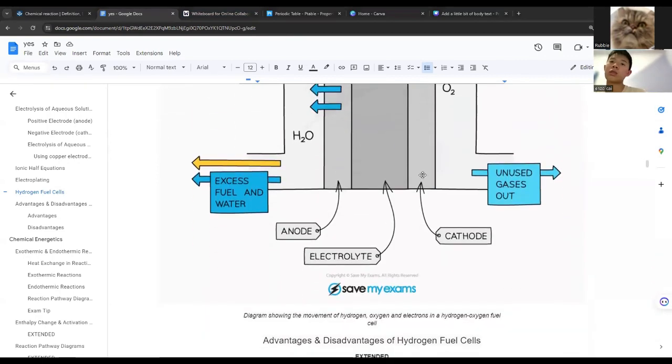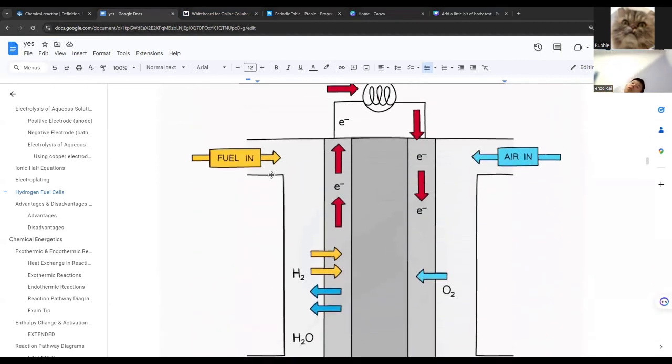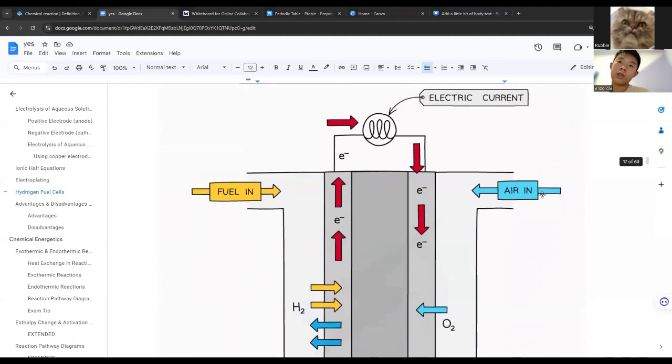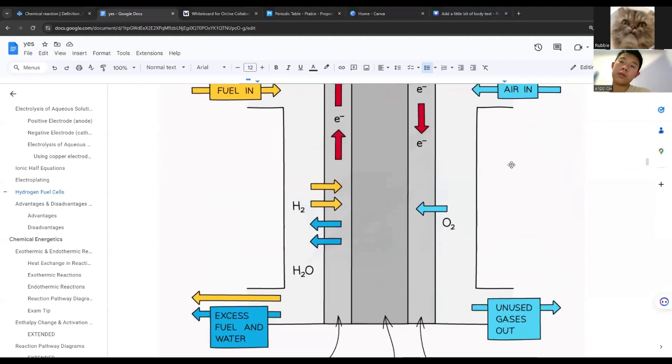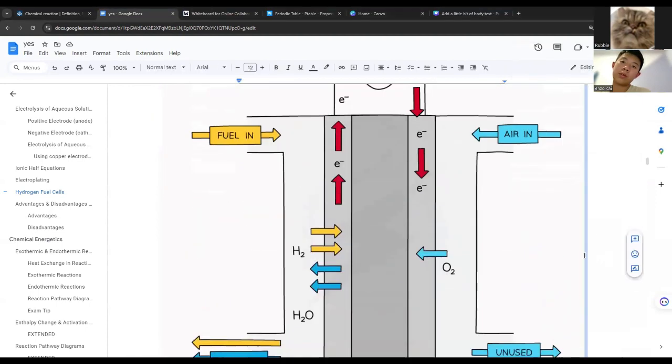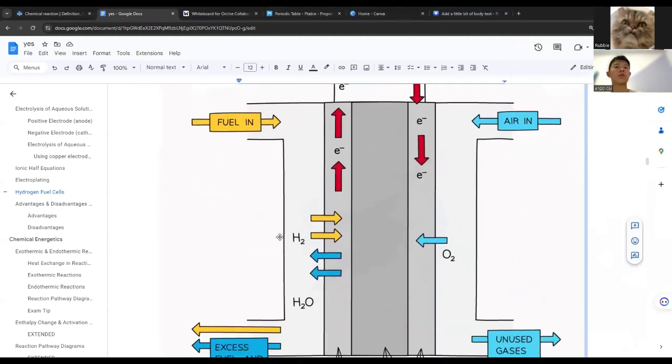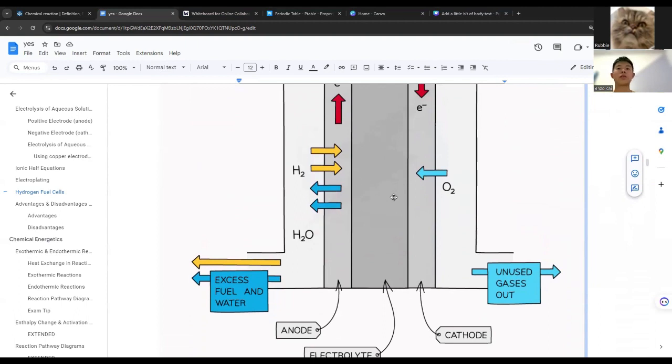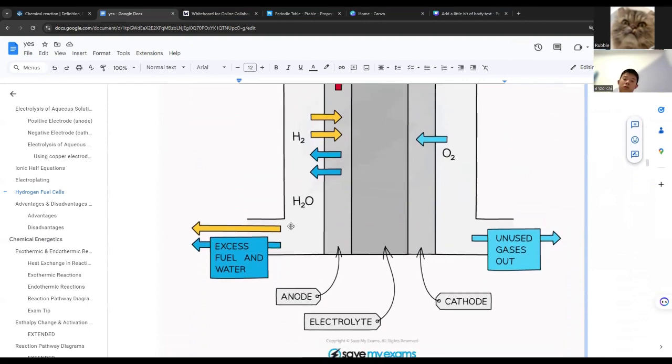So water would be formed. The fuel goes in, and the air also goes in. After that, the oxygen and hydrogen get displaced here, forming H2O. They go in the middle, and after that they form H2O. Excess fuel and water goes out, and unused gases go out also.